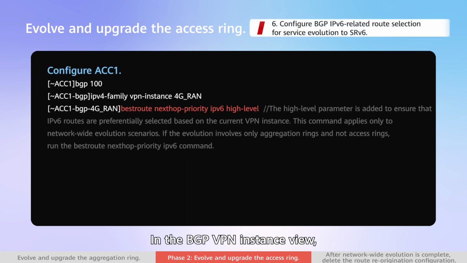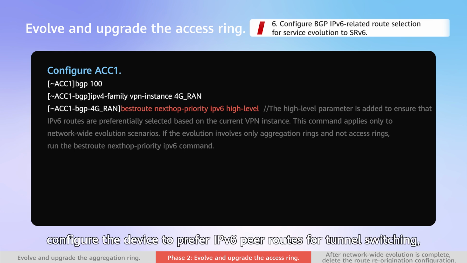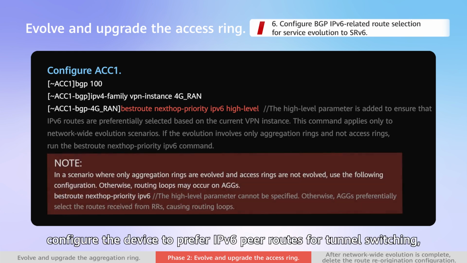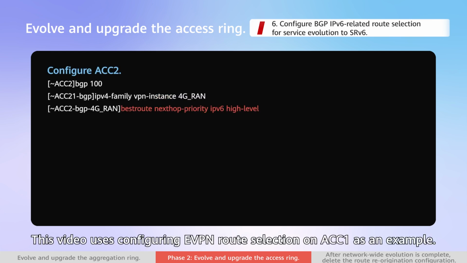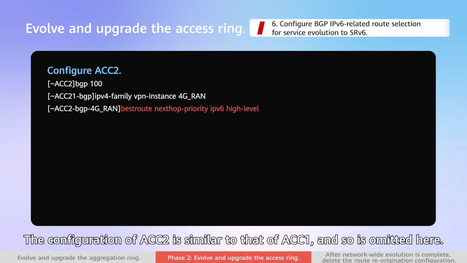In the BGP-VPN instance view, configure the device to prefer IPv6 peer routes for tunnel switching, so that services can evolve to be carried over SRv6 tunnels. This video uses configuring EVPN route selection on ACC1 as an example. The configuration of ACC2 is similar to that of ACC1, and so is omitted here.